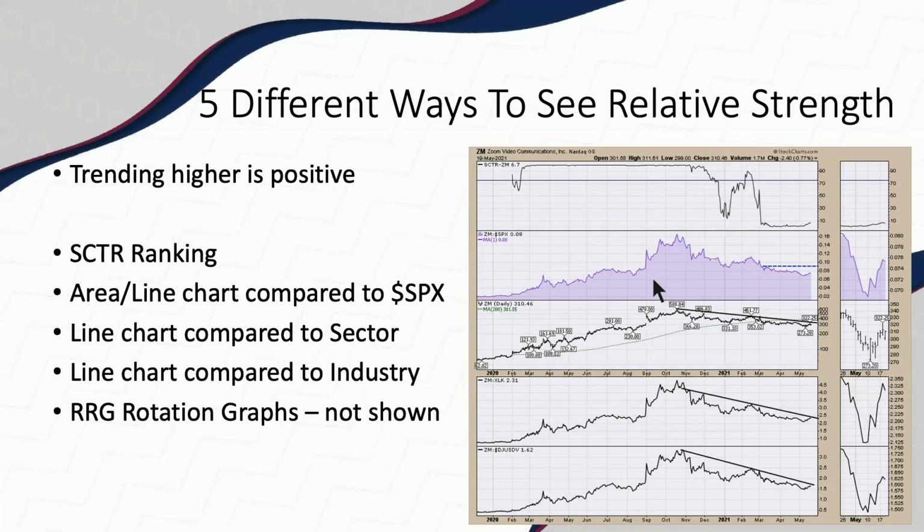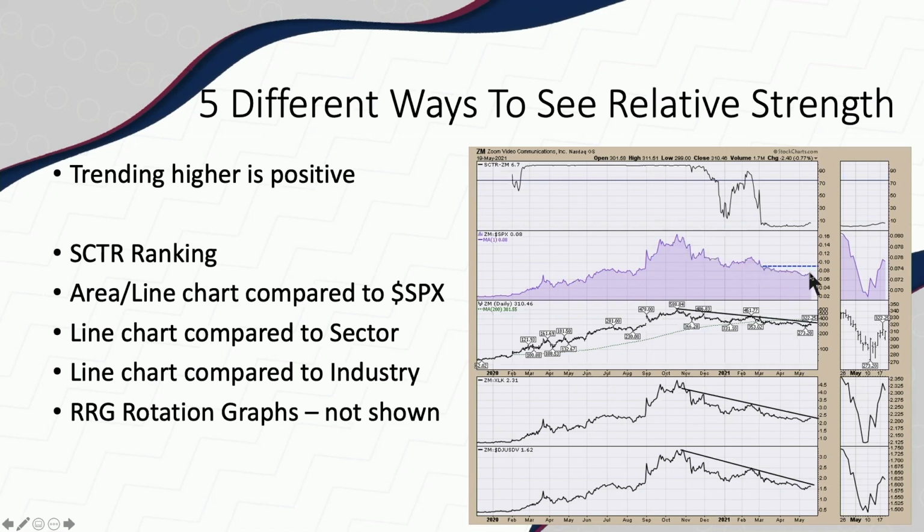There are 5 different ways to see relative strength that I usually work with. And again, on these indicators, when they're trending higher, that's positive. This is a chart of Zoom, and you can see the SCTR ranking up here was really strong and then started to fail. You could use a line chart or an area chart, whatever you prefer. On mine, I always make my ratio or my relative strength chart compared to the S&P 500. I make it in purple and I highlight the top edge. And so that's called an area chart.